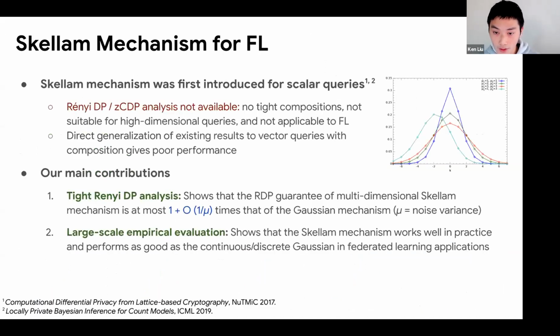The Skellam mechanism was previously introduced for the scalar case, but unfortunately, RDP and zCDP analysis were not available. So it would get poor performance if we just tried to directly generalize the scalar analysis to the vector case along with compositions. In this work, we provide a tight RDP analysis that performs as well as the continuous Gaussian under practical conditions. Our analysis really allows the Skellam mechanism to be used for complex problems such as federated learning for the first time, which we'll show with empirical analysis.